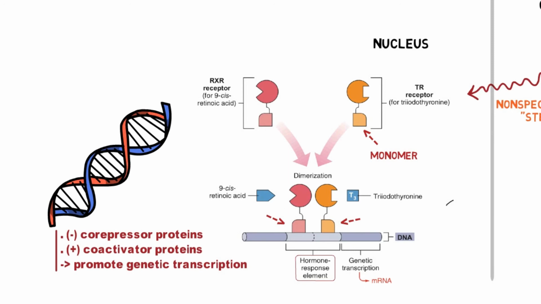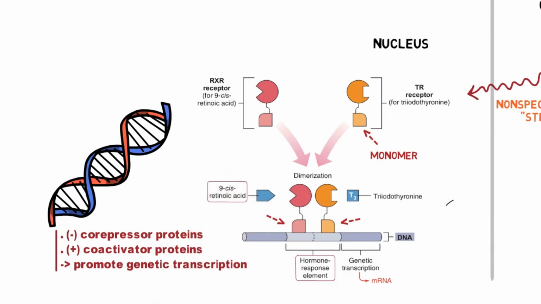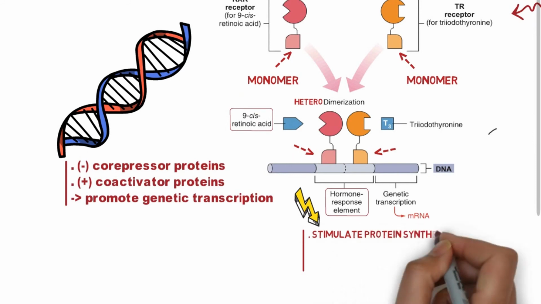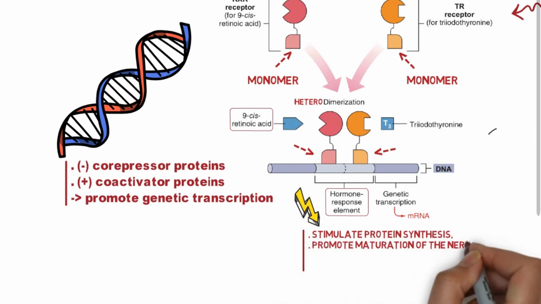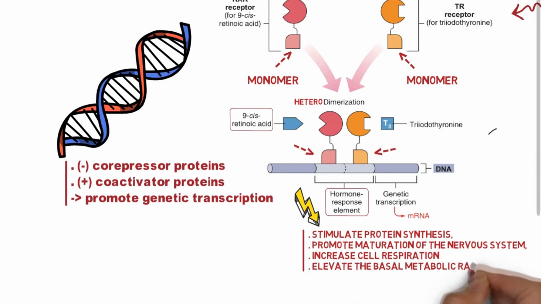The other DNA half site has to bind with the receptor for 9-cis-retinoic acid, a vitamin A derivative. When two heteromonomers, one from the thyroid hormone receptor and one from the 9-cis-retinoic acid receptor, bind to the two DNA half sites of the hormone response element, they form a heterodimer. This results in activation of genes to stimulate protein synthesis, promote maturation of the nervous system, increase the rate of cell respiration in most tissues of the body, and elevate the basal metabolic rate.